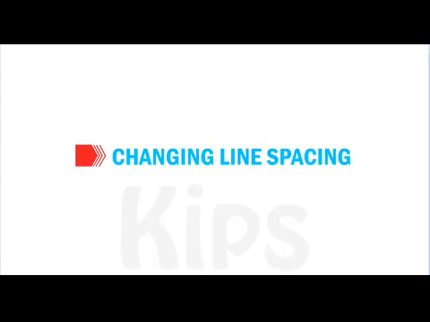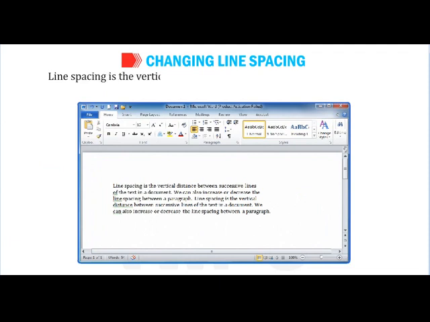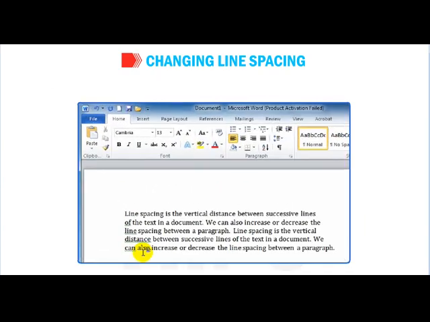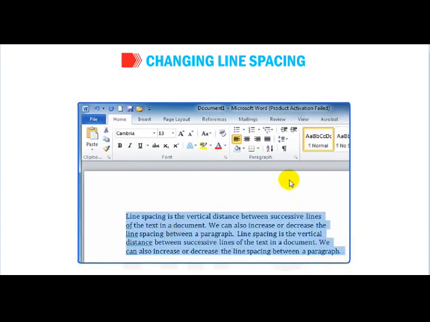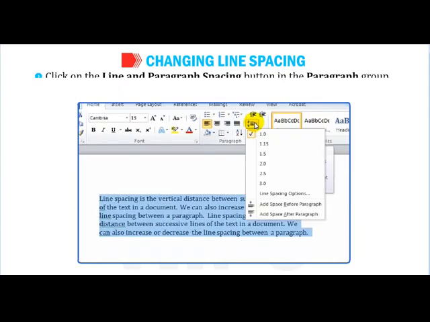Students, let us talk about changing line spacing. Line spacing is the vertical distance between successive lines of the text in a document. We can also increase or decrease the line spacing between a paragraph. Select the text. Click on the Line and Paragraph Spacing button in the Paragraph group on the Home tab.